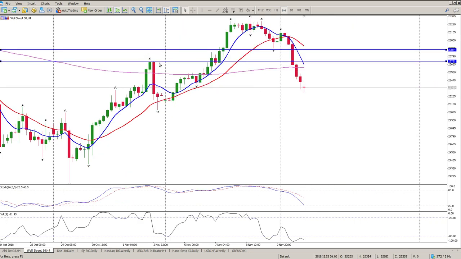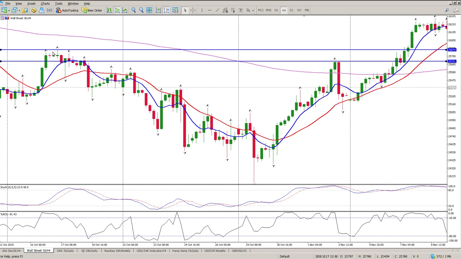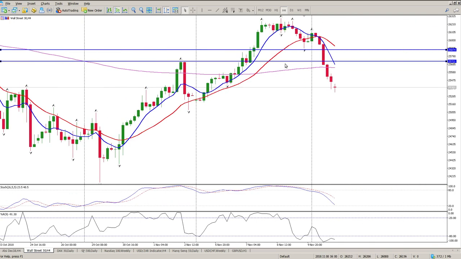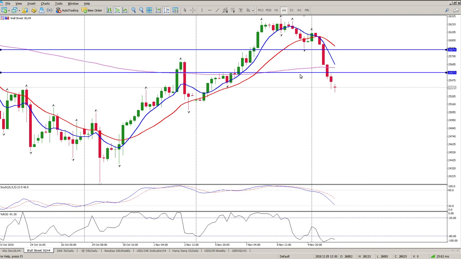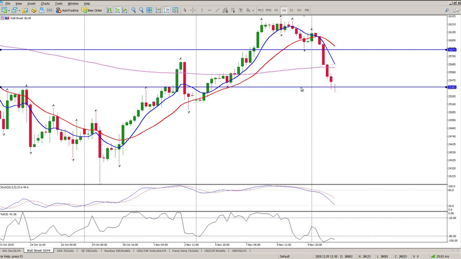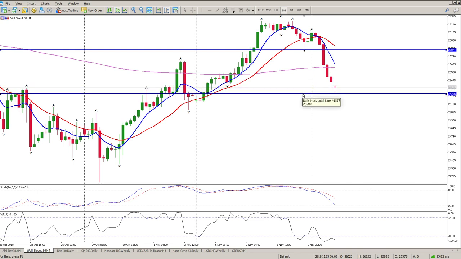There was the previous swing high there, and then we had this swing high as well. Now, we've pretty much blown through those. We had a 4-hour close, and then we've had 2, 3 4-hour candles now below that. So those levels are null and void. We've also blown through the 200 EMA. So I think for now the trend has changed back to the downside.